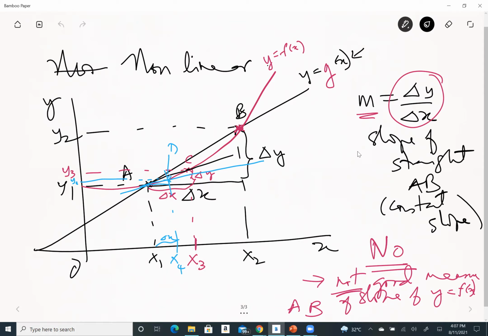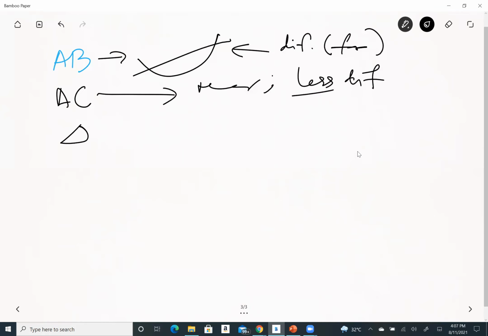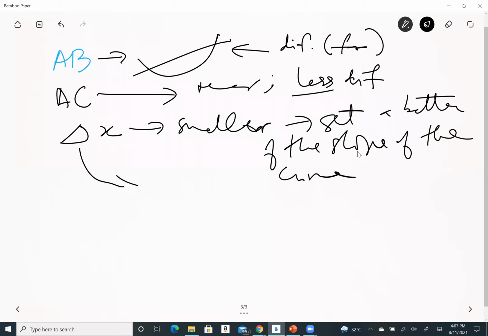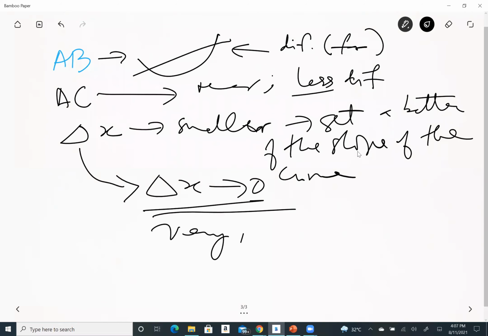So by making the delta x smaller, you will get a better measure of the slope. I continue to make it smaller until delta x approaches 0, very, very small. Approaching 0 means very, very small.